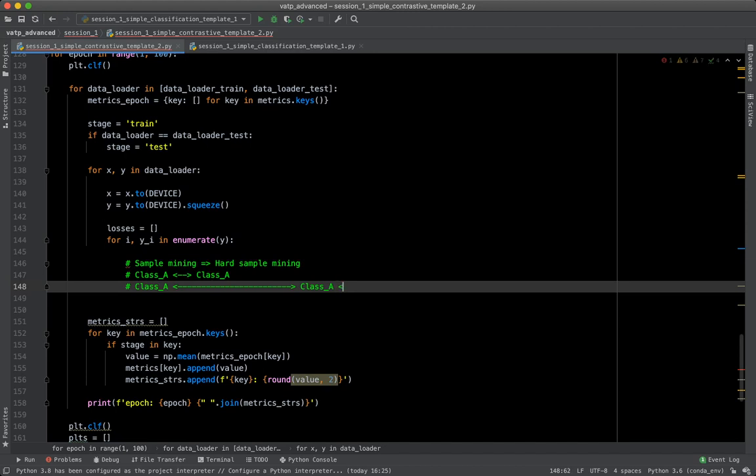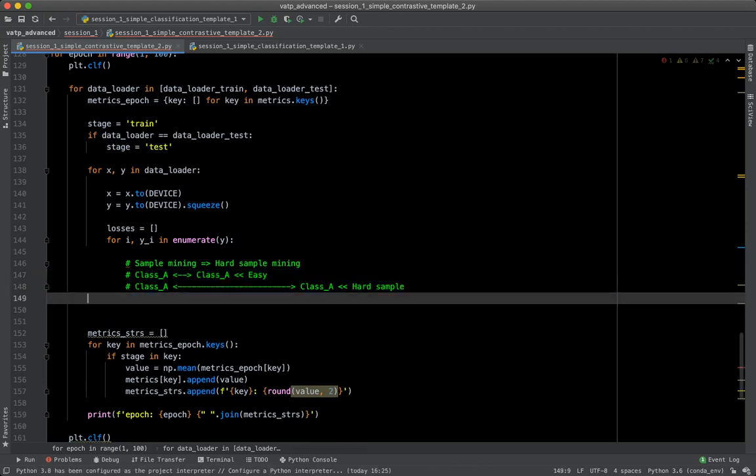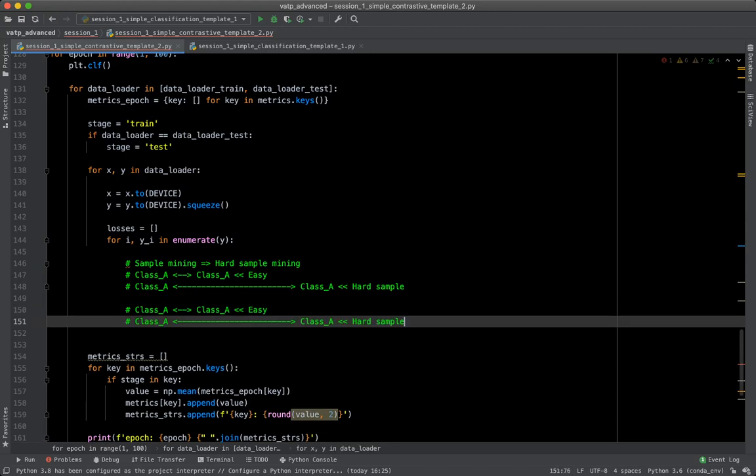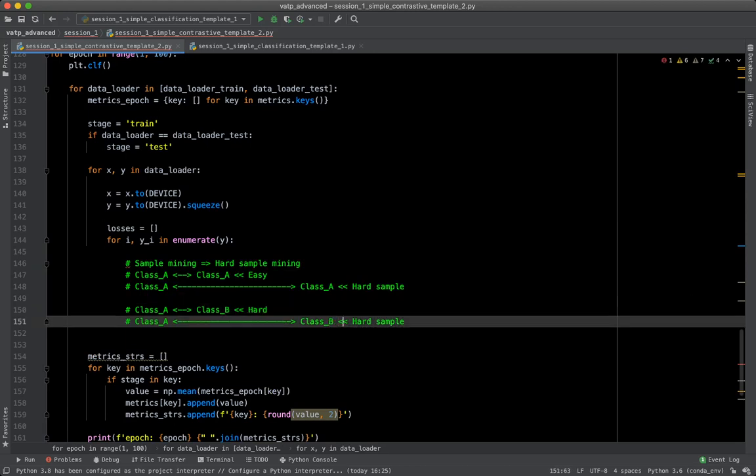Bad sample. So basically this is not bad but a hard sample, and this is an easy sample because it's already really close. So that's from the same class, and the same thing is also true if we illustrate with a different class. So we have class B here, so this is a hard sample now, and with class B here, this is an easy sample because it is a long distance away.